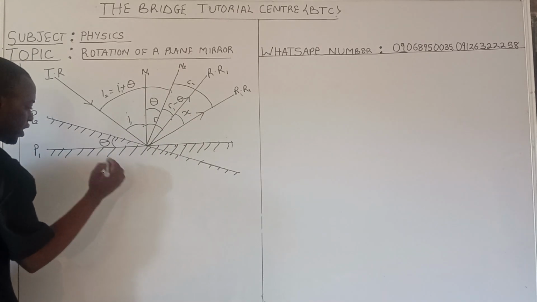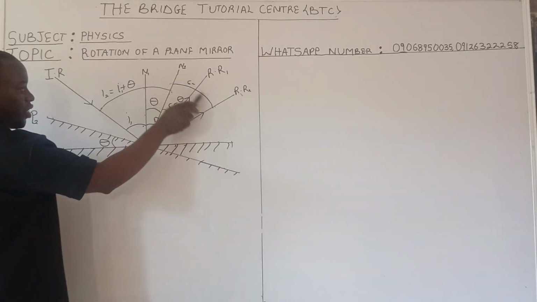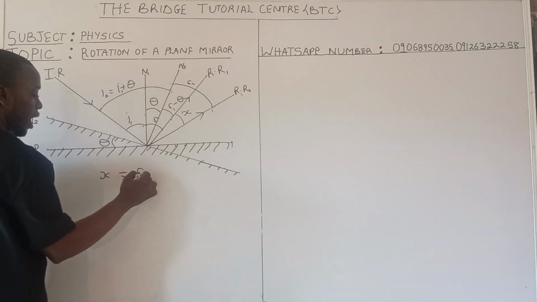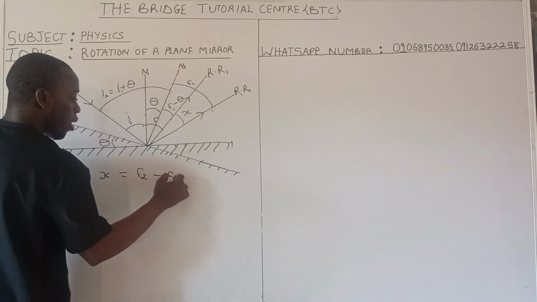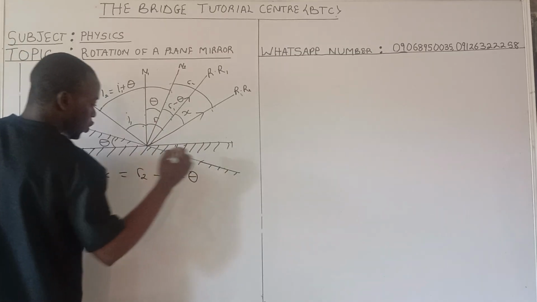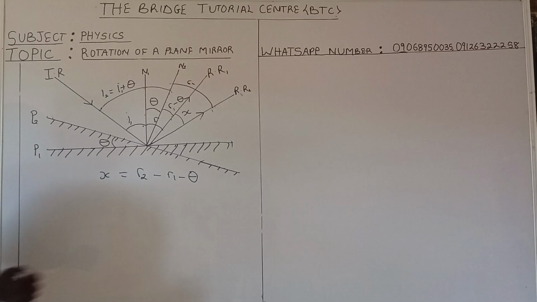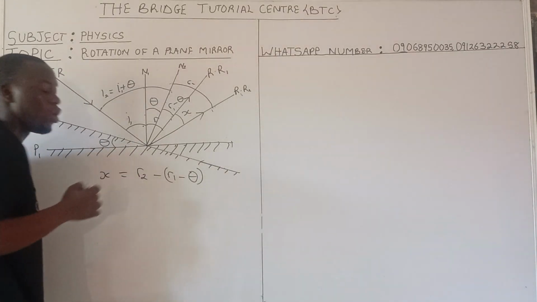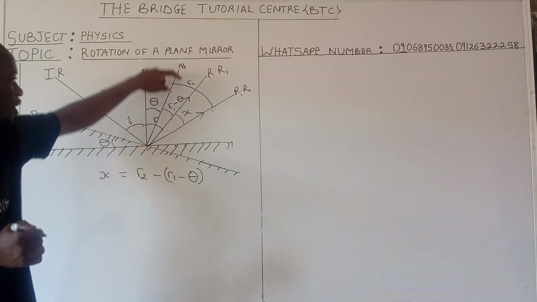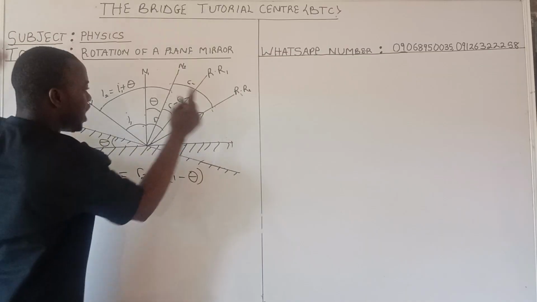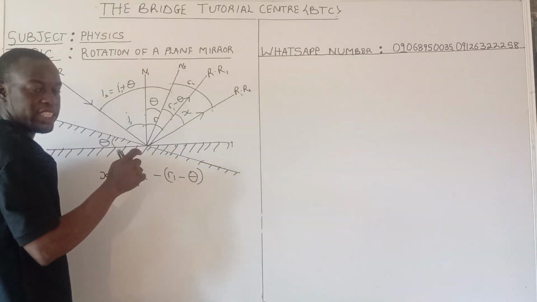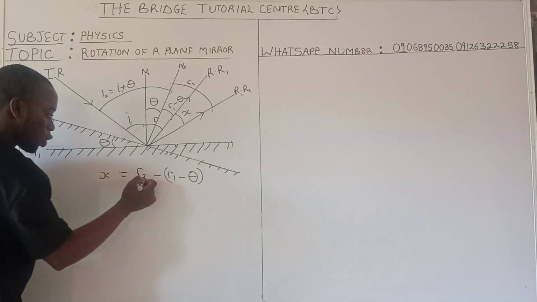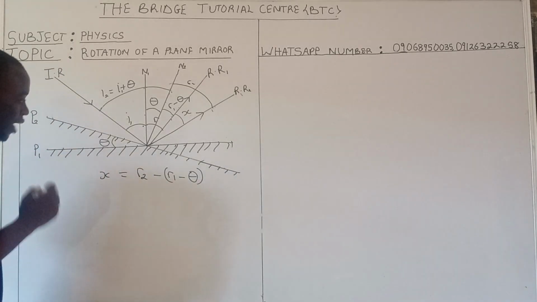So our x will now equal what? Everything, which is R2, minus from here to here, which is R1 minus theta. So we have something like this. Minus, you introduce a bracket. So we are talking about R2, which is everything here, minus from here to here. Do you get it? So we have x equals R2 minus (R1 minus theta).